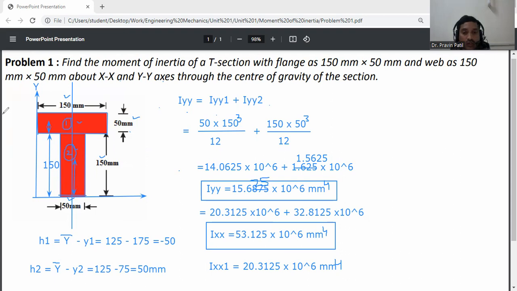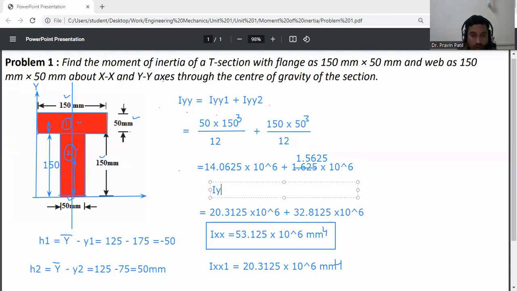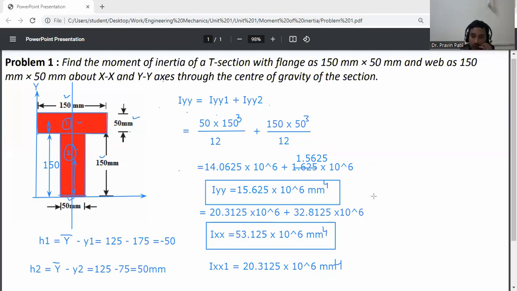Otherwise, I will write once again. Iyy is equal to 15.625 into 10 raised to the power 6 mm raised to 4. This is your Iy value. This is your final answer. The question was to find the Ix and Iy values. So Ix is 53.125 into 10 raised to the power 6, and Iy is 15.625 into 10 raised to the power 6.